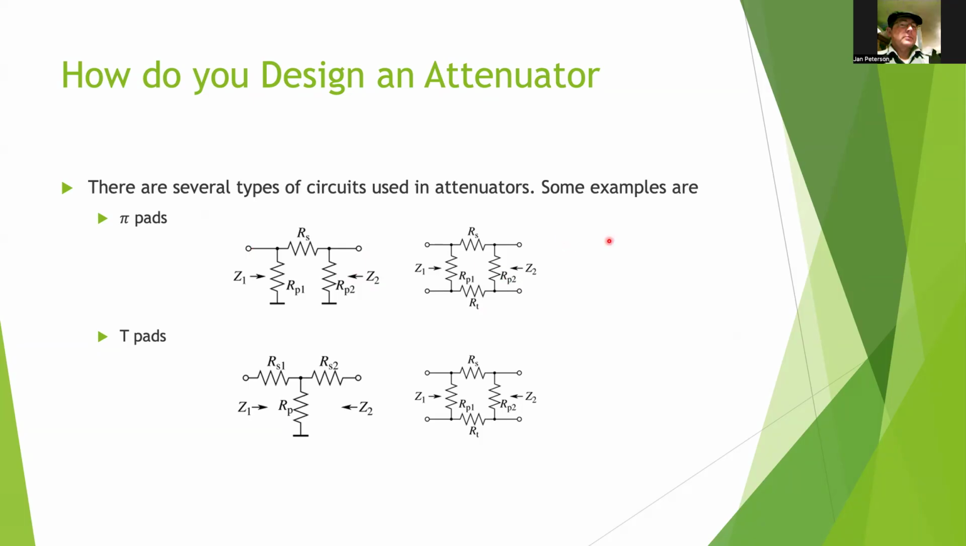Don't look at this one over here. But this one definitely looks like the pi shape. And then there's what they call a T pad, and you can see that one looks like a T. Now, in this example, these ones on the left are for unbalanced circuits, and these ones on the right are for balanced circuits.